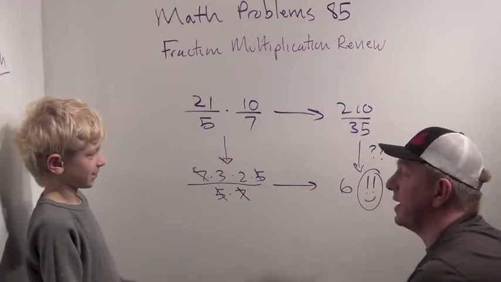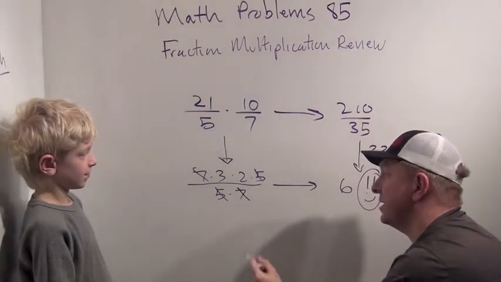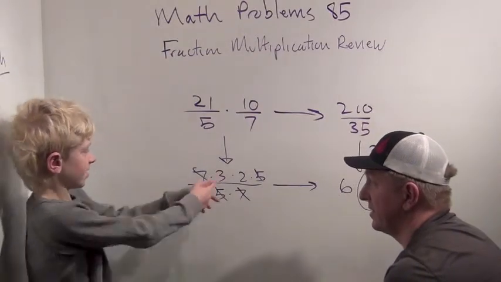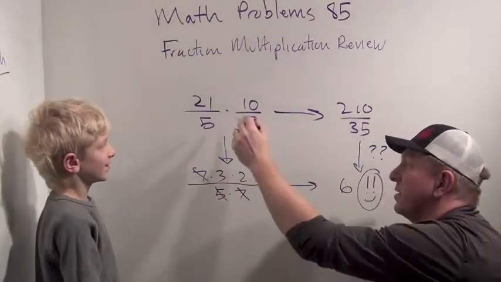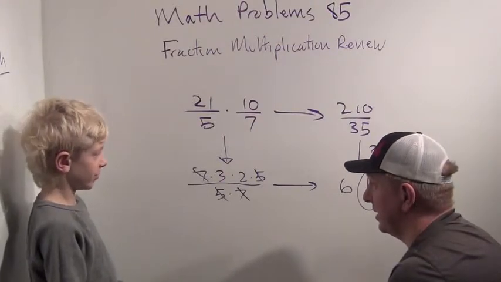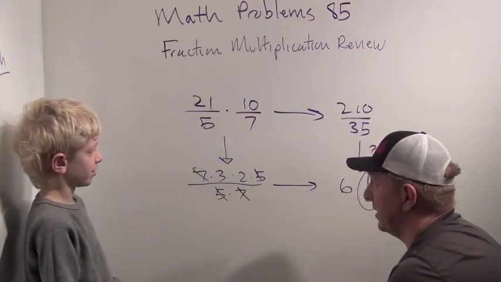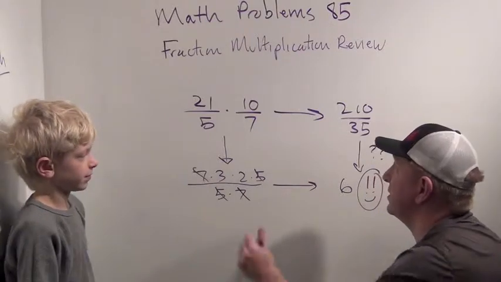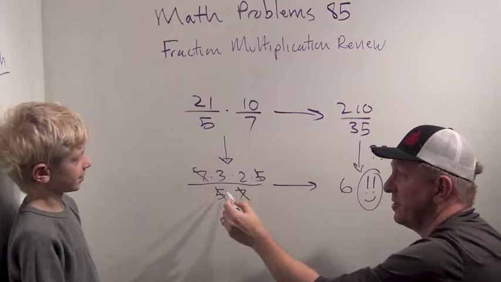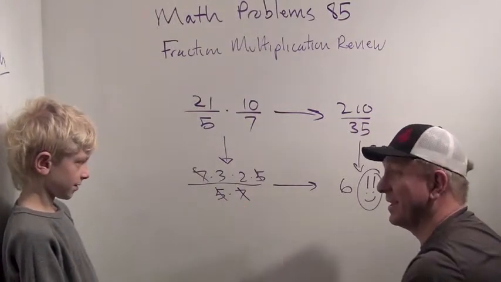Now, if I were to ask you, what's easier, 3 times 2 or 210 divided by 35? This. Okay. So if we can simplify before we multiply, then sometimes you don't have to multiply. So this can be difficult, but simplify before you multiply is just like eating pie.